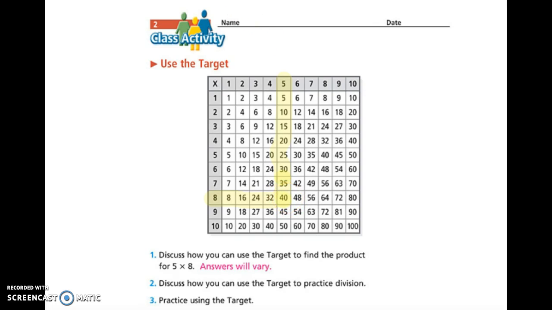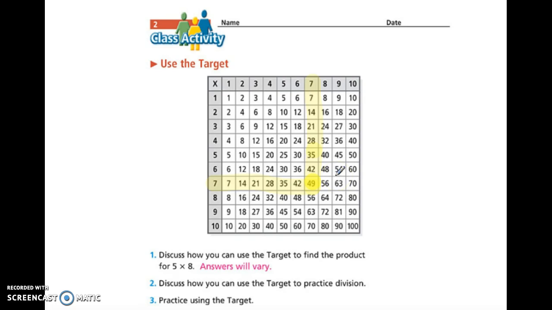Let's try one more here. Let's try 7 times 7. So start at 7, I'd go all the way down until I was right about 7. There we go. 7 times 7 equals 49. Okay, so just a review of how to use a multiplication chart.